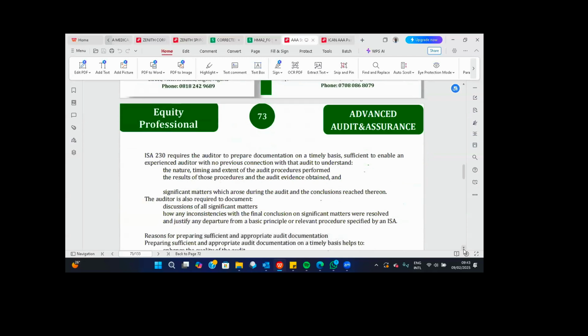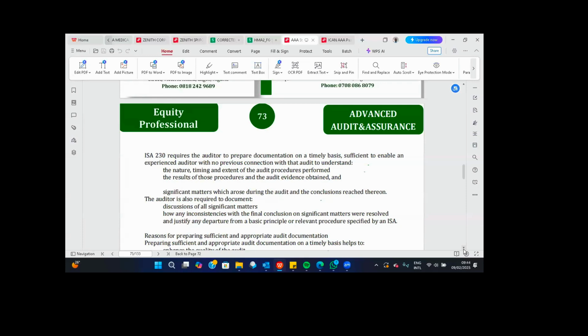Now, what you also need to realize here is that the audit documentation is also important, and the auditor needs to prepare documentation on a timely basis. Okay, sufficient to enable an experienced auditor with no previous connection with that audit to understand the nature, timing, extent of the audit procedure and the result of those procedures and the audit evidence obtained. Okay, and to ensure that similar matters that arose during the audit and the conclusions reached thereon.